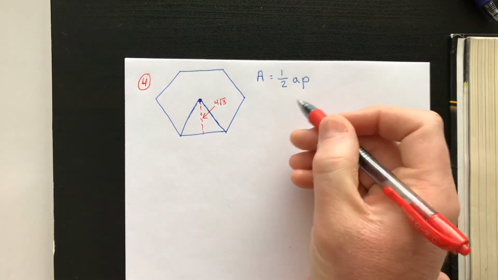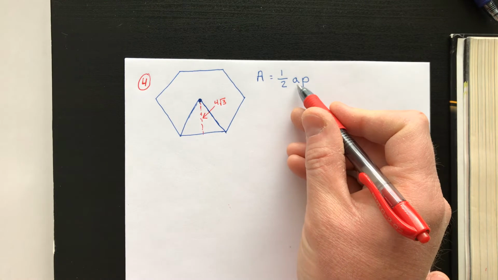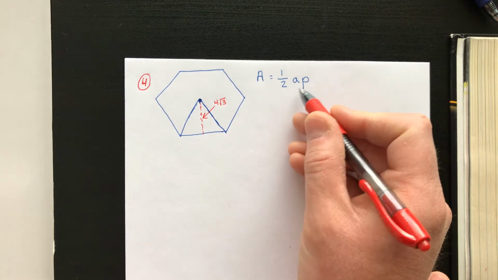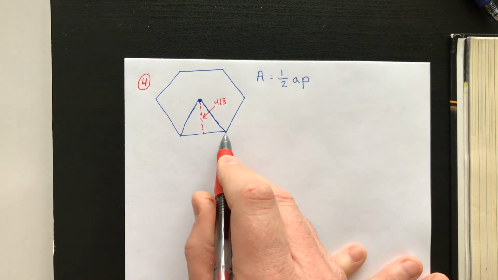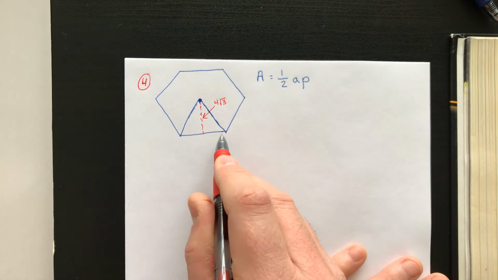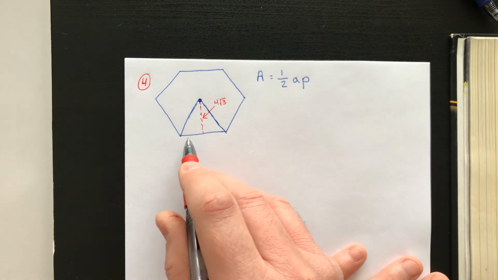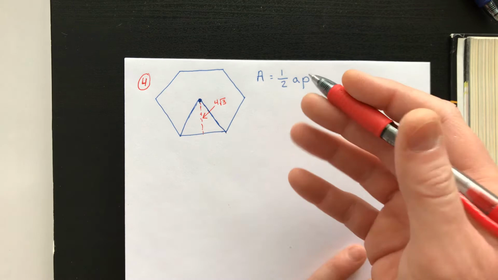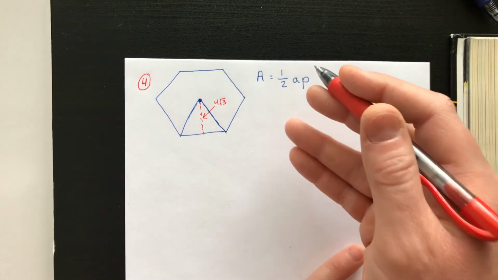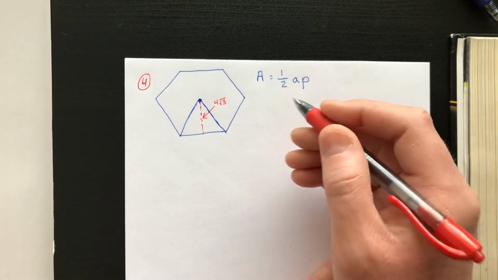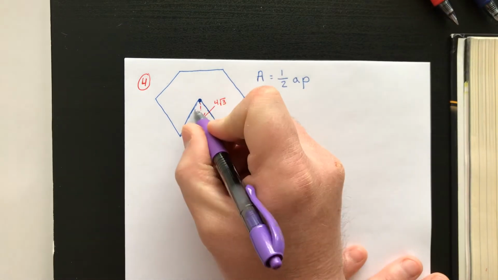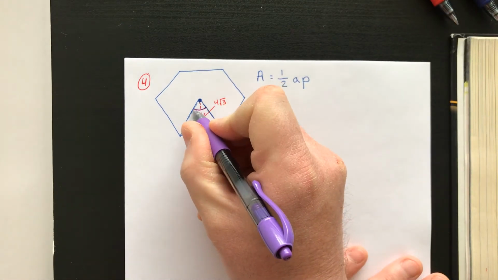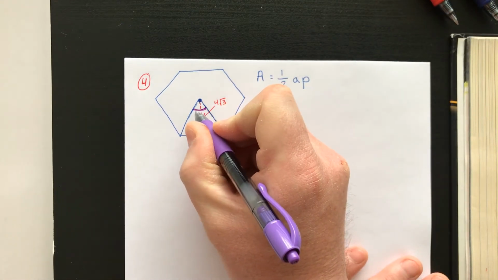So we have the a in our area formula. We don't have the p. We need to know what this side length is, okay? You're probably thinking to yourself, how the heck do I do that? Well, we attack these problems the same way every time. We need to figure out what this central angle is.